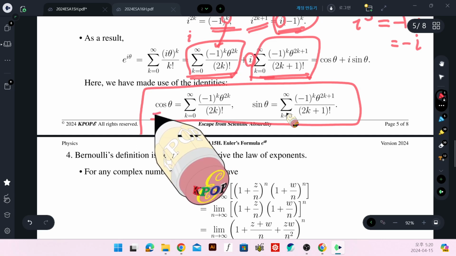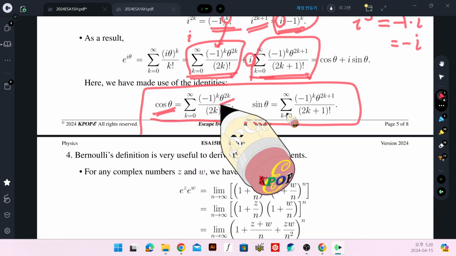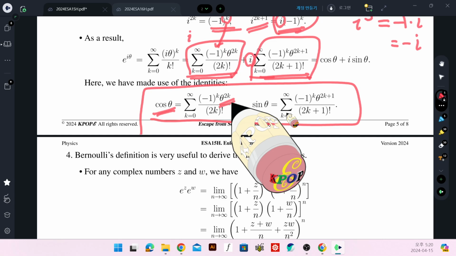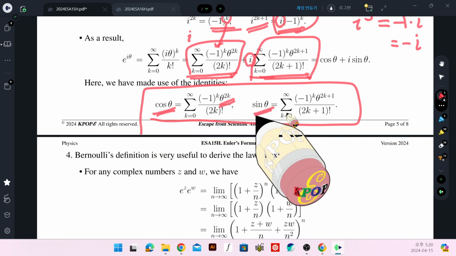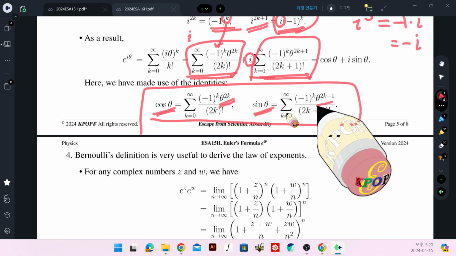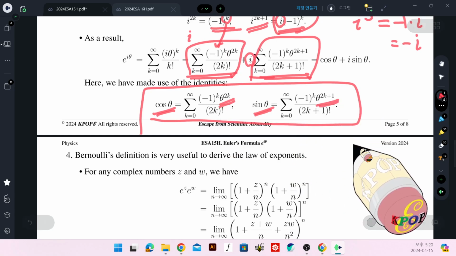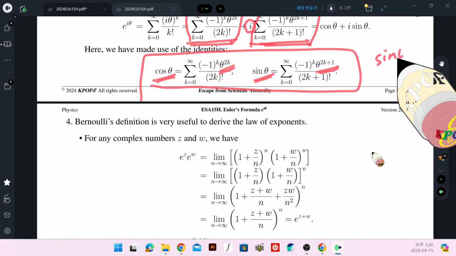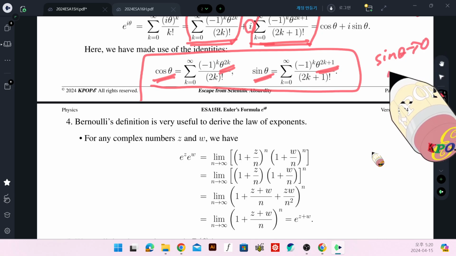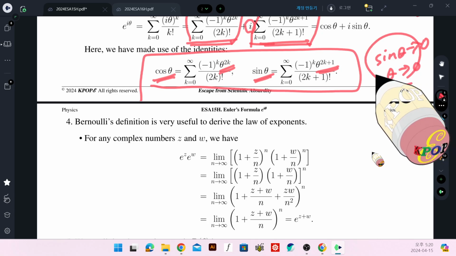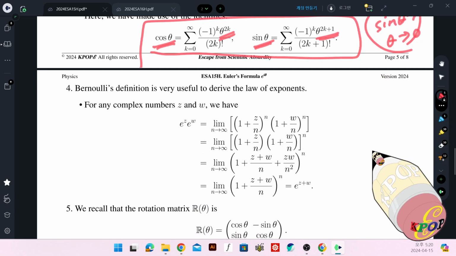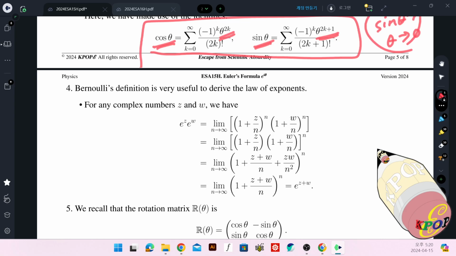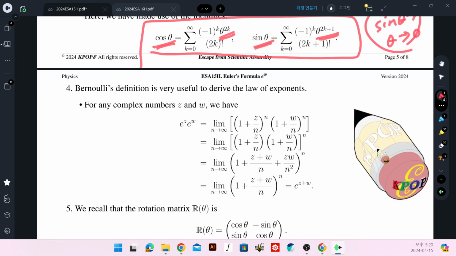Okay, cosine is an even function, and it consists of even powers of theta. Sine is an odd function. It consists of odd powers of theta. And it is trivial to see sine theta goes to 0 as theta goes to 0 from this expression. And you can take the derivative of sine or cosine to find the derivative of cosine is minus sine, and derivative of sine is cosine.